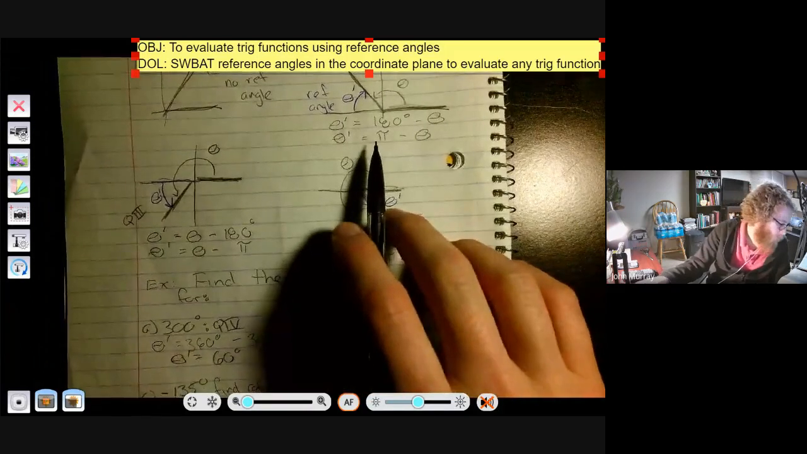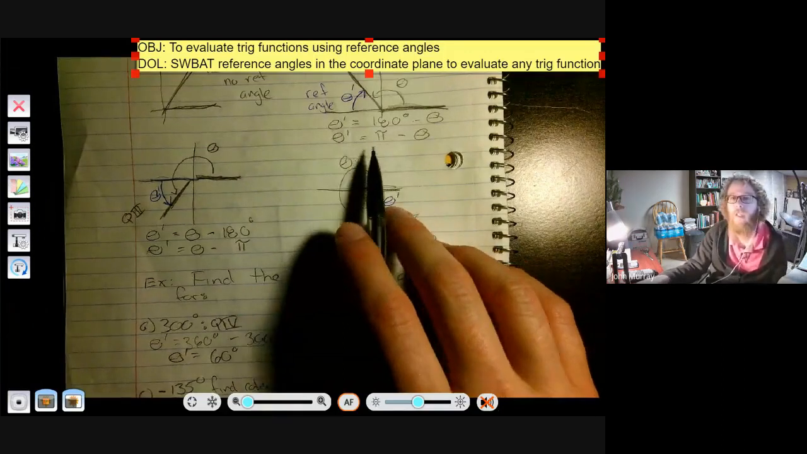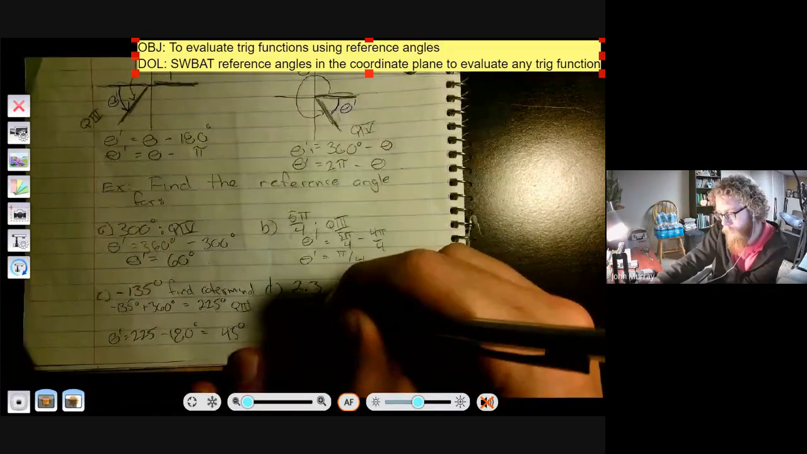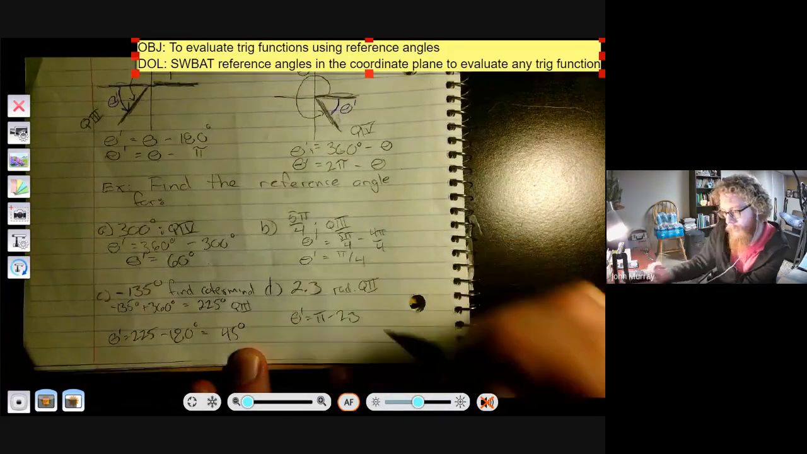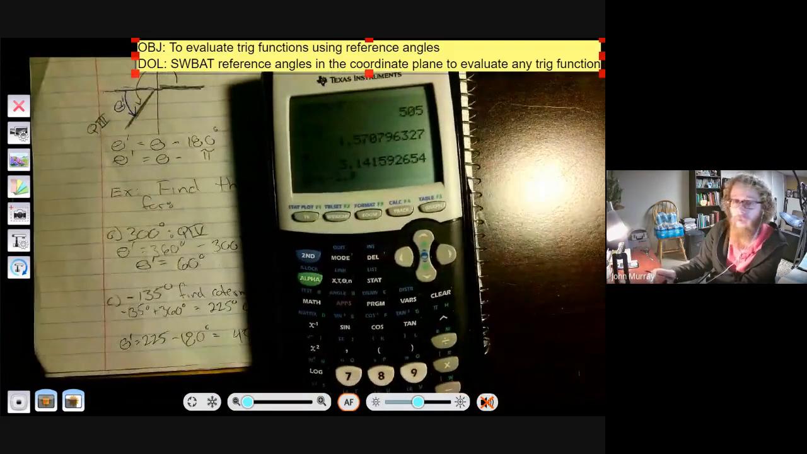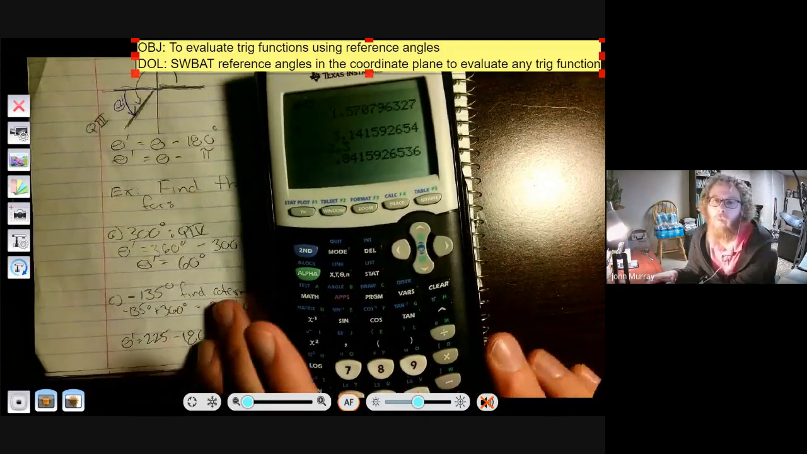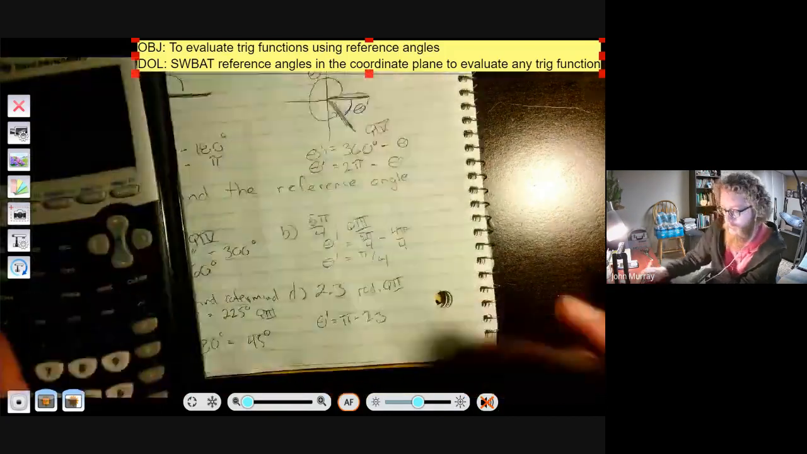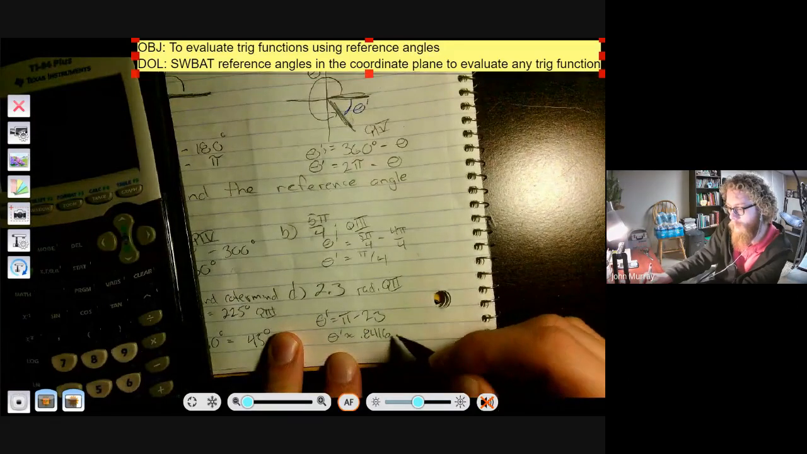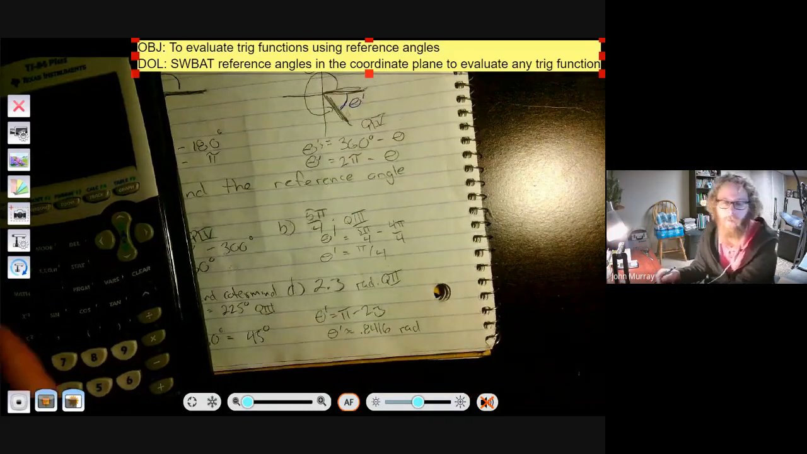So I go to my quadrant 2 rule. Is it in quadrant 2? Yeah. So I'm going to do pi minus that. So my reference angle is going to be pi minus 2.3. And now I would actually just do that. I would do pi minus 2.3. So we're going to say about 0.8416, we'll say. And I'm going to put radians at the end just to show that we're talking about radians.